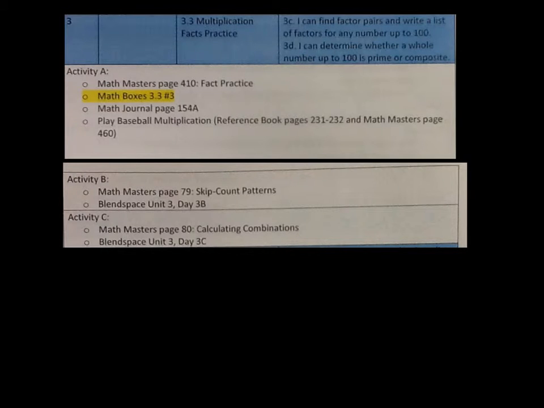So finally, let's review. You need to do Math Masters, page 410, the fact practice. That's the fact test. Then you need to do your math boxes and show your teacher. Make sure you don't miss Math Journal page 154A. We didn't go over that one. And then you play baseball multiplication. The Math Masters is in my classroom. You can look up in the reference book how to play if you forget.